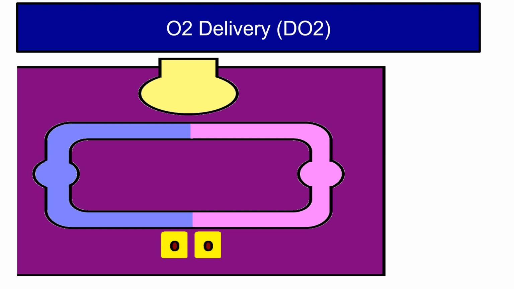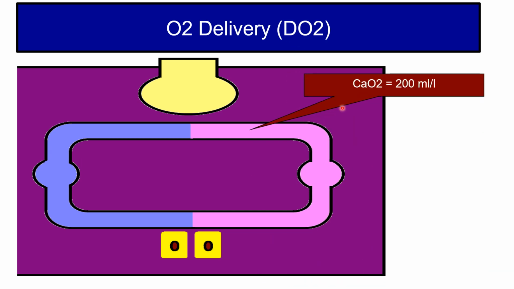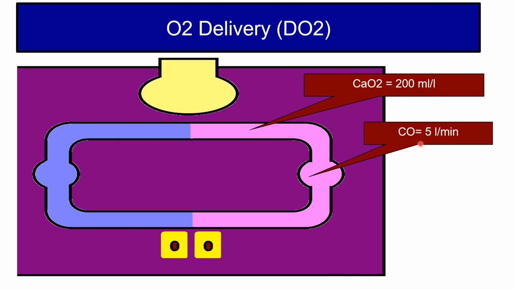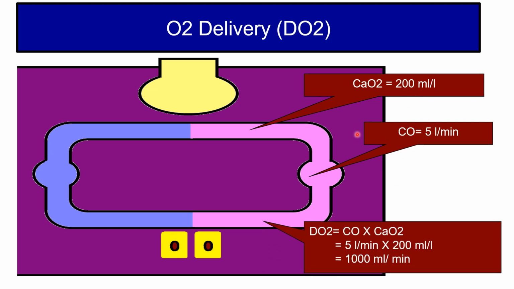Now let's compute for the O2 delivery to the tissue, or the DO2, delivery of oxygen to the tissue. We mentioned that the arterial O2 content is 200 ml per liter, and the cardiac output is usually 5 to 6 liters. So the O2 delivery is equal to cardiac output times arterial O2 content, 5 times 200. So normally, we're delivering 1,000 ml of oxygen per minute to our tissues.